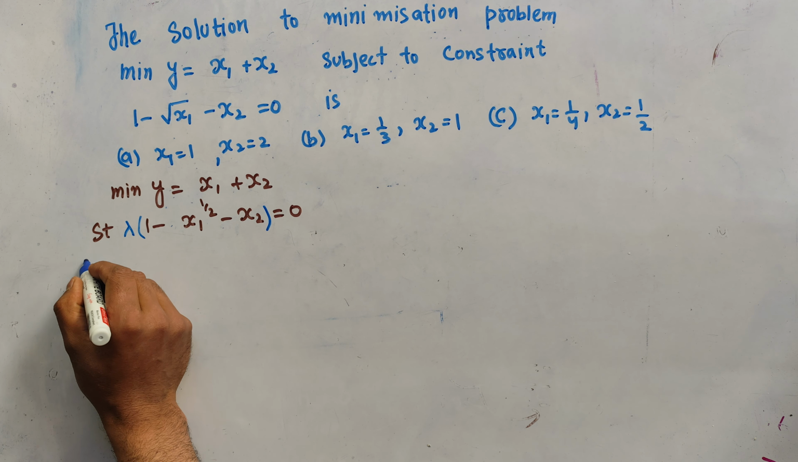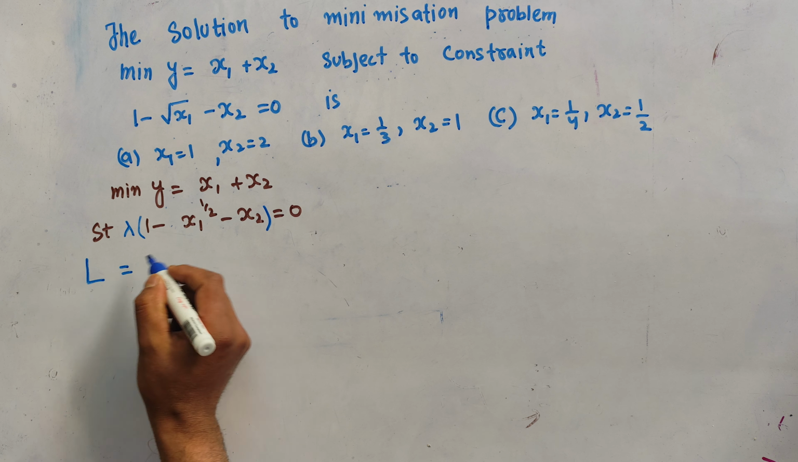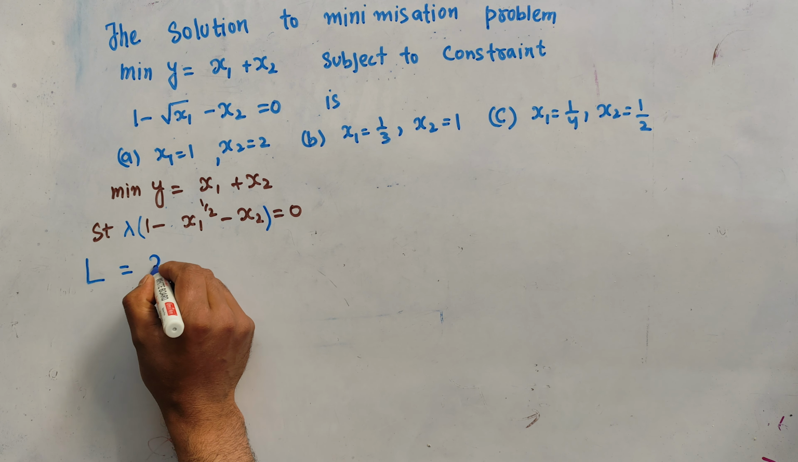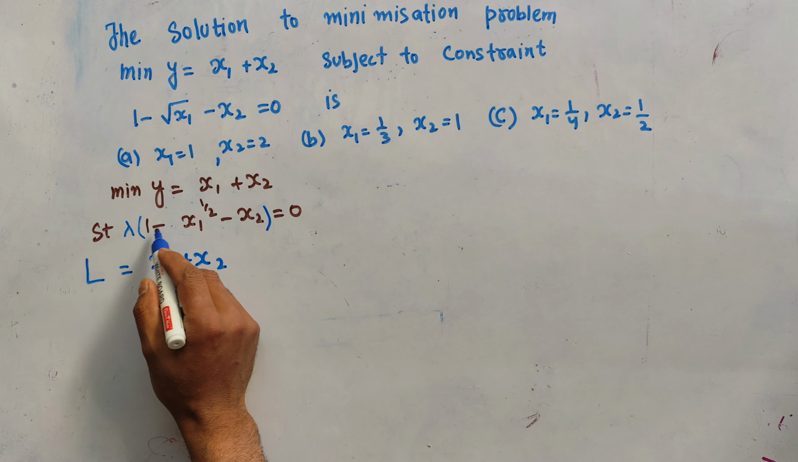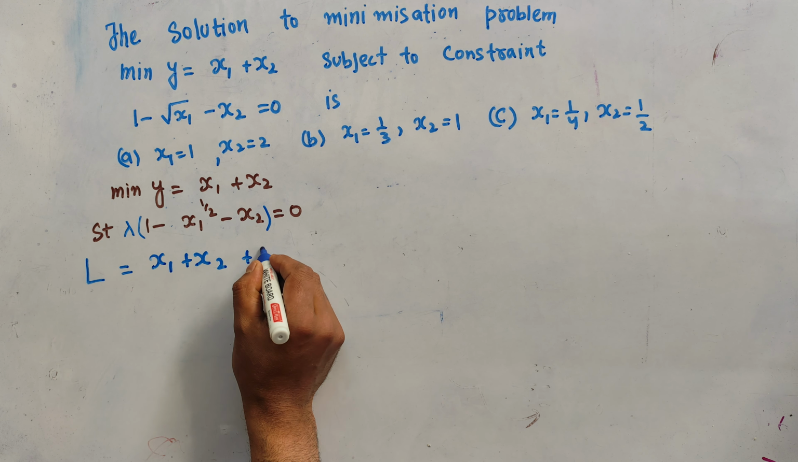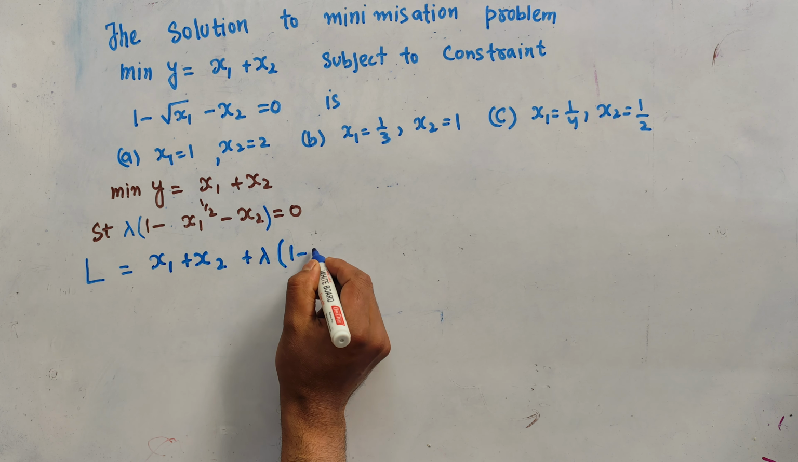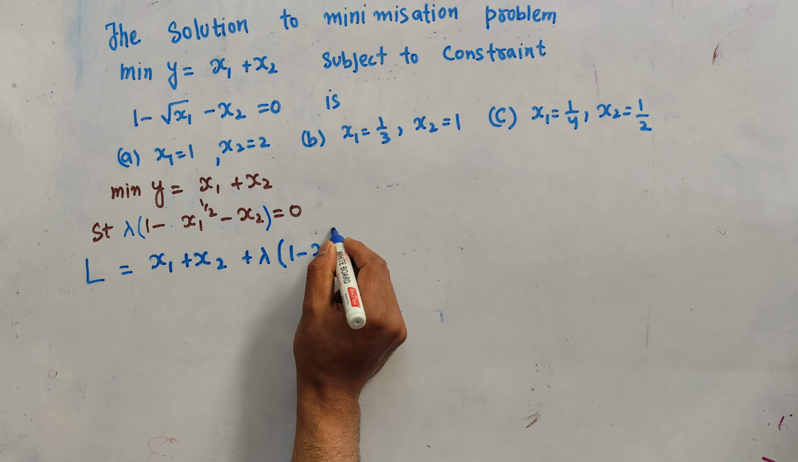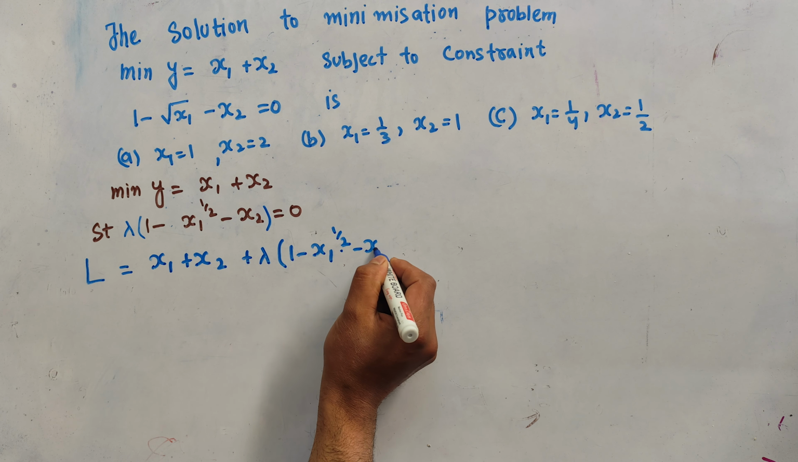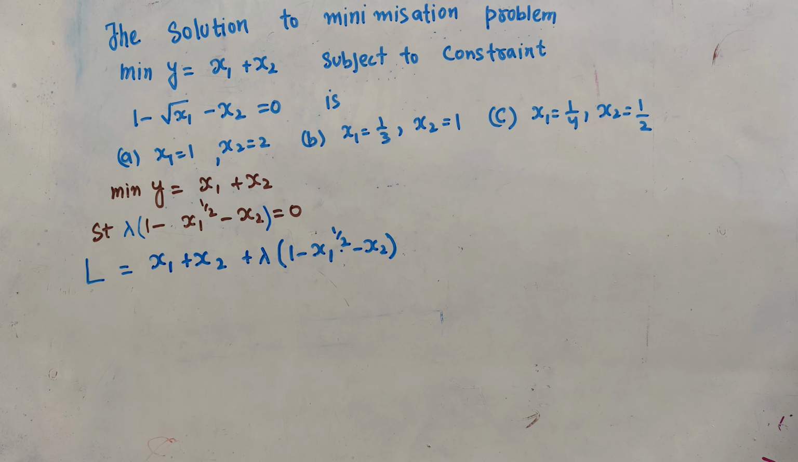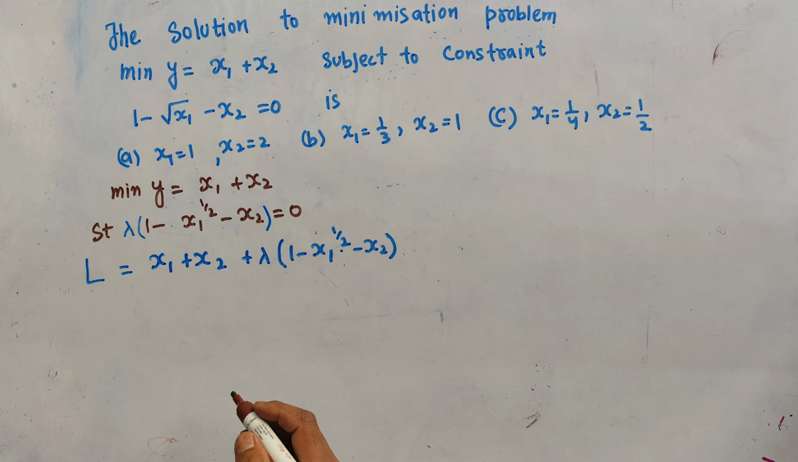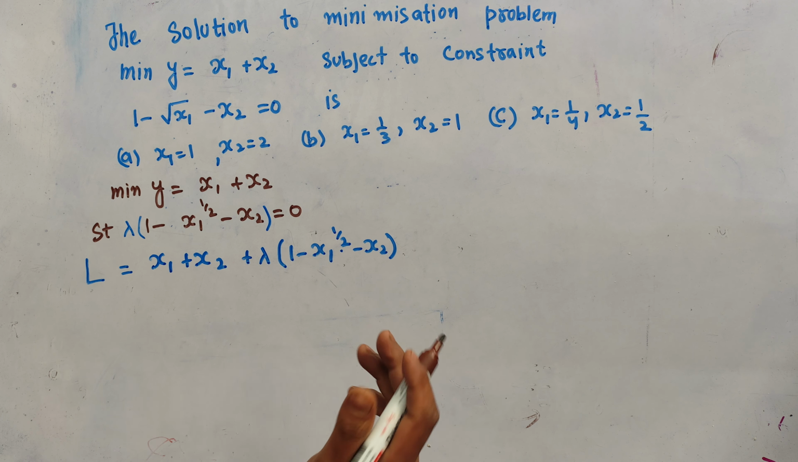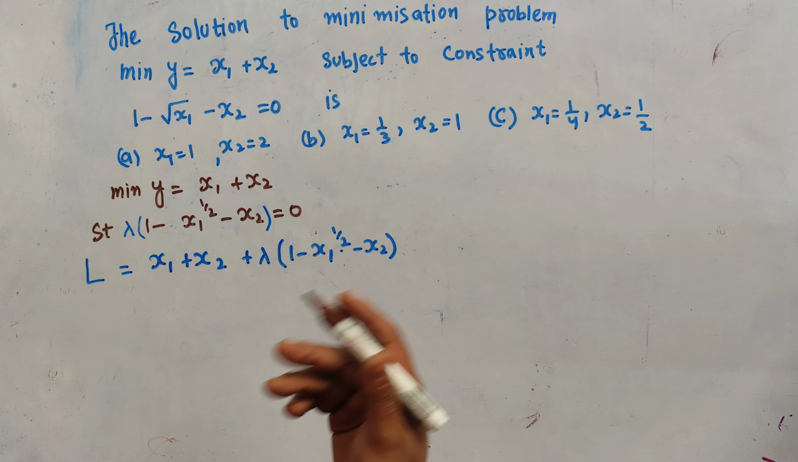Then we form the Lagrange's function, which is equal to the objective function, x1 plus x2, plus this resulting constraint, that is plus lambda times 1 minus x1 raised to the power 1 upon 2 minus x2. To find the optimal values of x1 and x2, we partially differentiate this Lagrange's function with respect to x1 and x2, set them equal to 0, and solve them simultaneously.